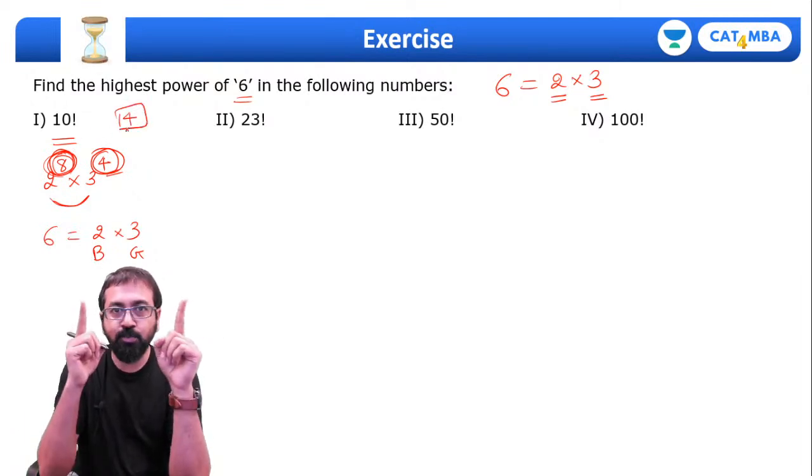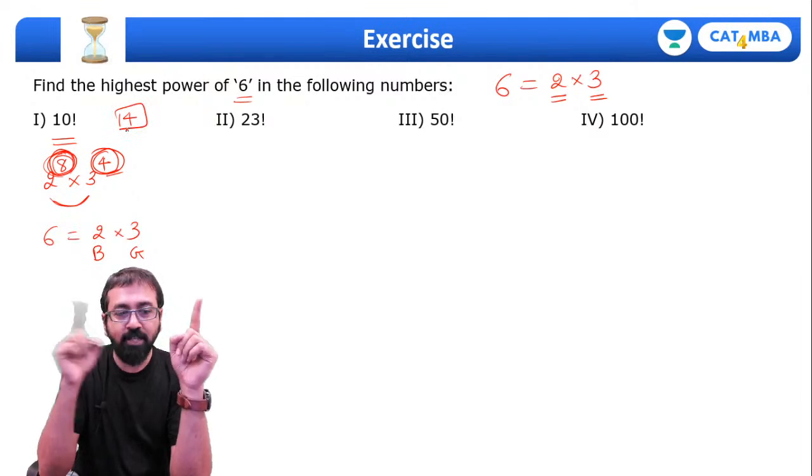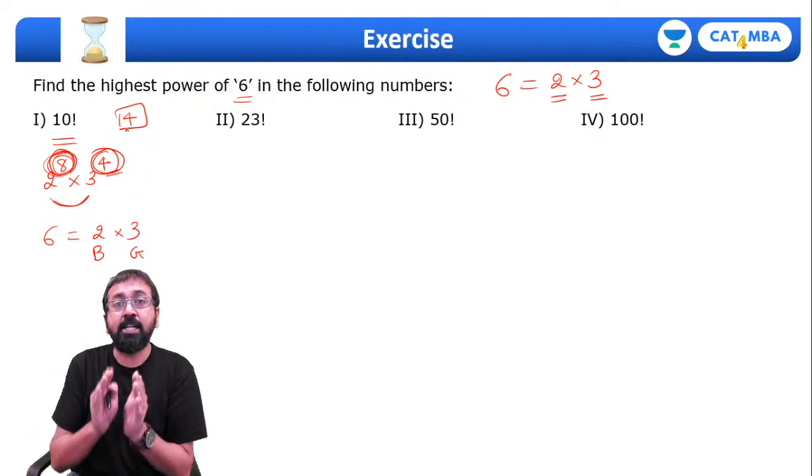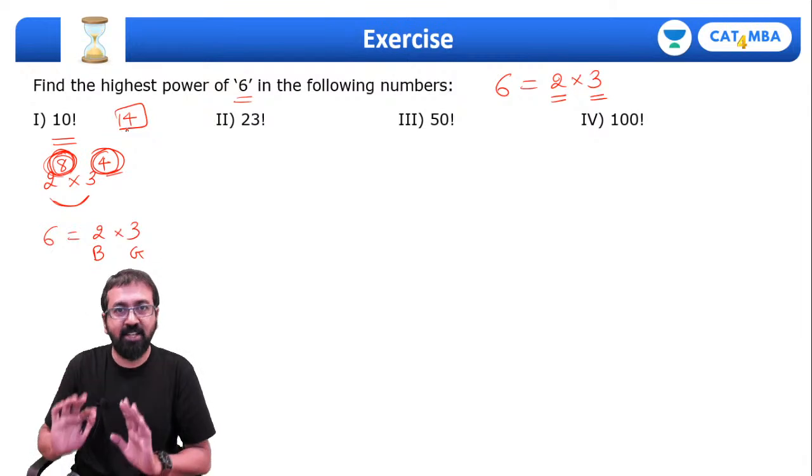Have you all understood this point? How many pairs of 2 and 3 can we make? Only 4, because we have plenty of power of 2, but we have limited power of 3. So the pairs that we can make will be equal to the power of 3, right?